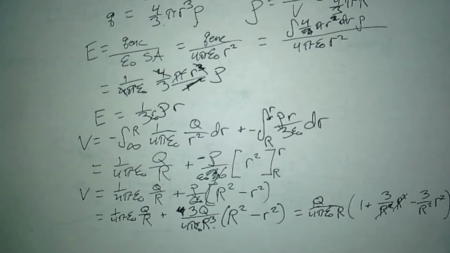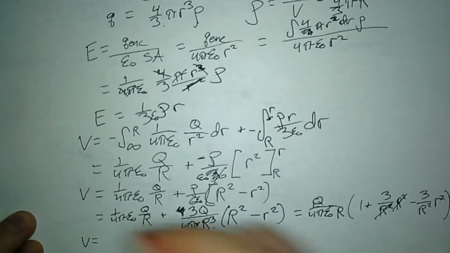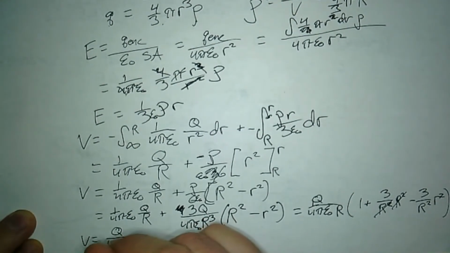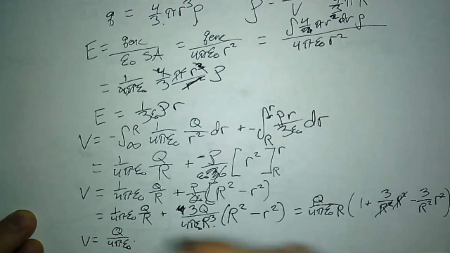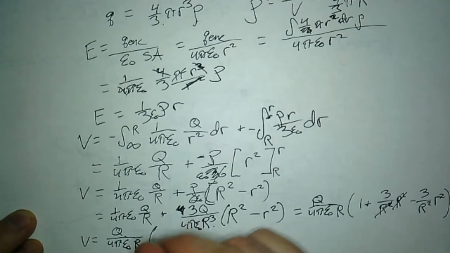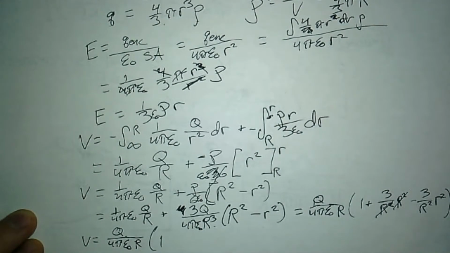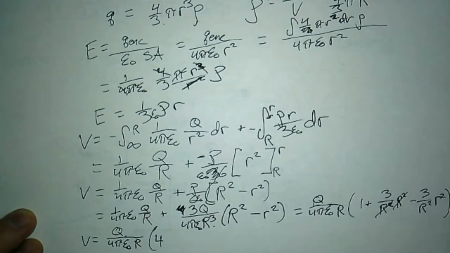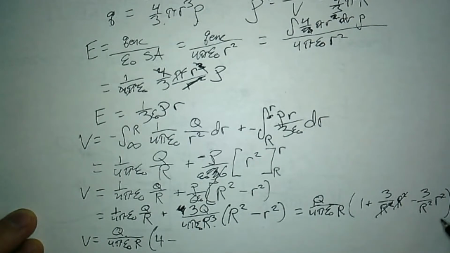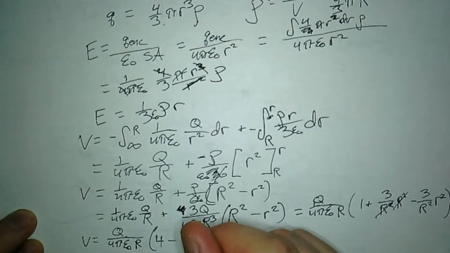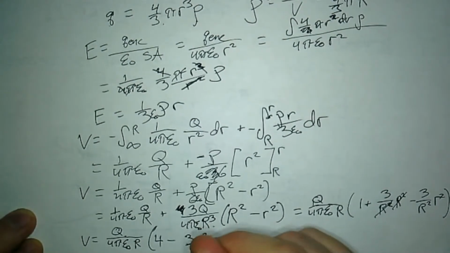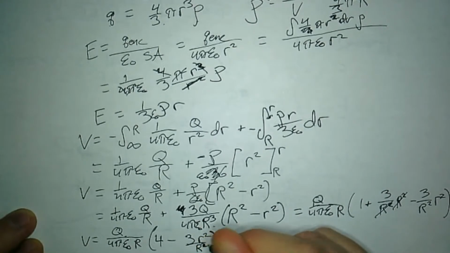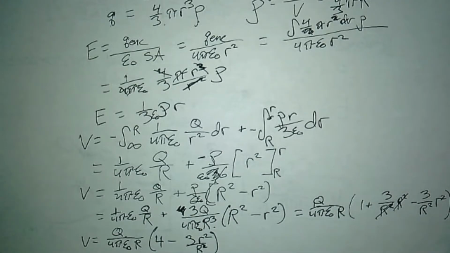So simplifying this down, we get your potential is Q over 4 pi epsilon naught R, the same format you like, times 1, I'm sorry, not 1, we're going to have 4, I guess. 4 minus 3 r squared over capital R squared. And that's going to be that.